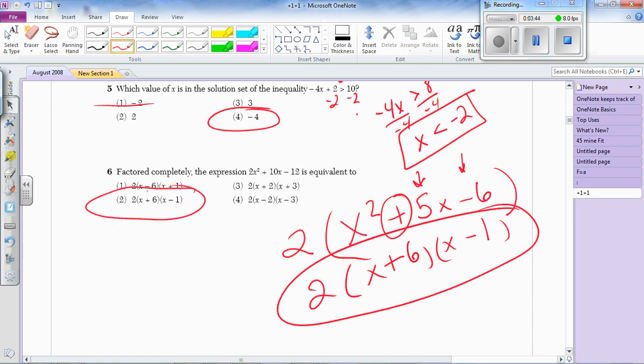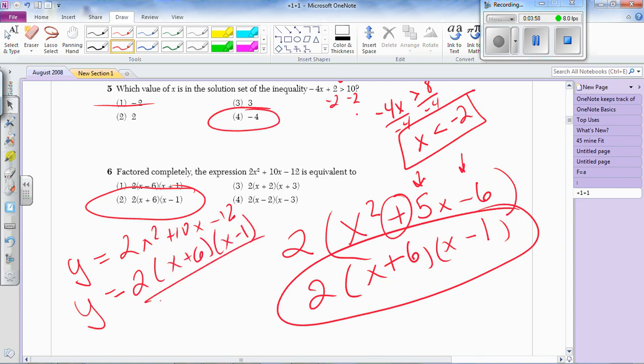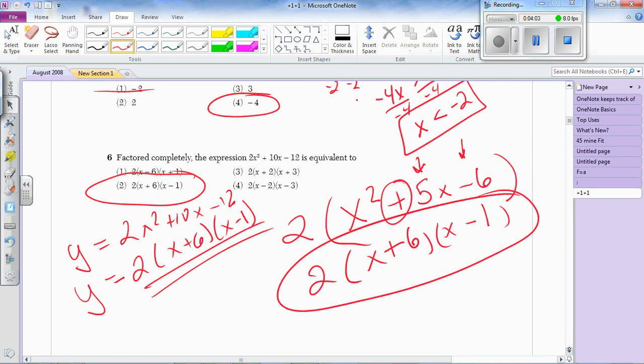Another way to solve this problem would be to type in the original 2x squared plus 10x minus 12, and then put these all in the other one. Like I could put 2 times x plus 6, x minus 1 in my graphing calculator, and you will see that they graph exactly the same.